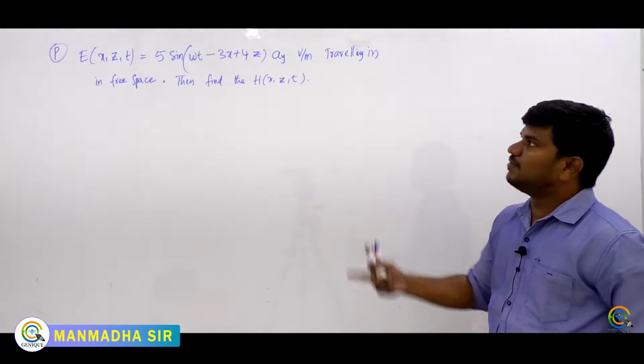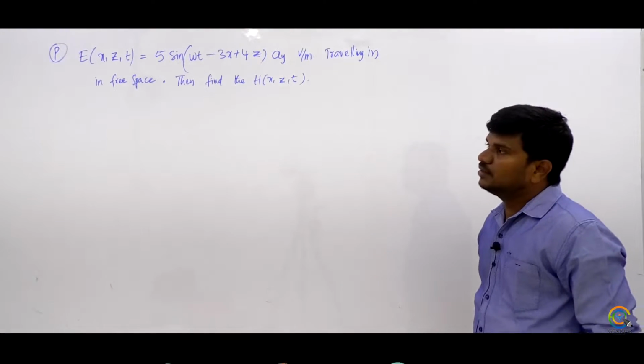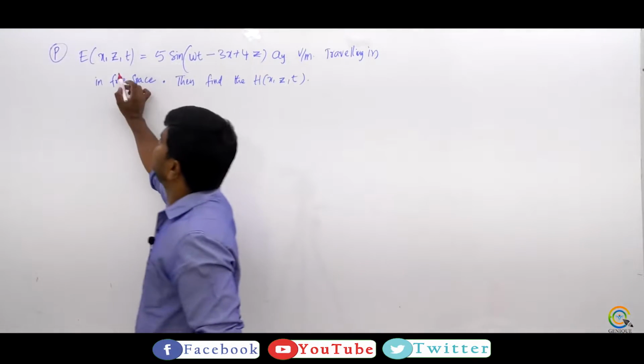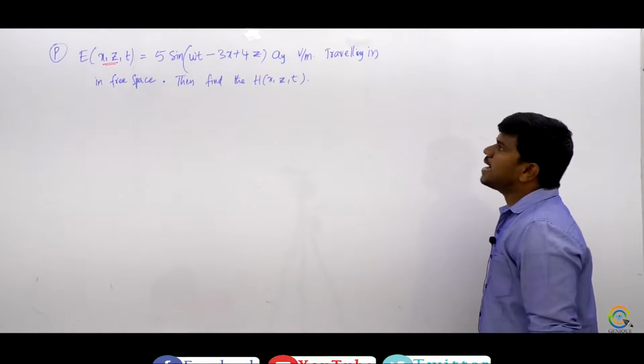So electric field is given. It is traveling in the X and Z direction. We have to find the magnetic field.